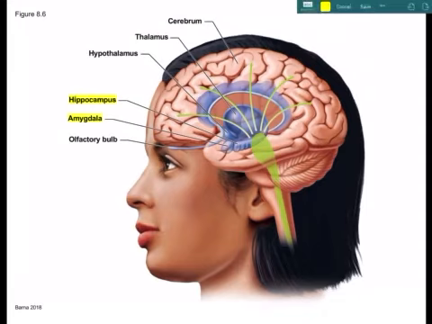But if you can think of one thing when thinking about the limbic system, you'd be thinking about the emotional brain. So anger, fear, rage, sexual desire, those types of things.